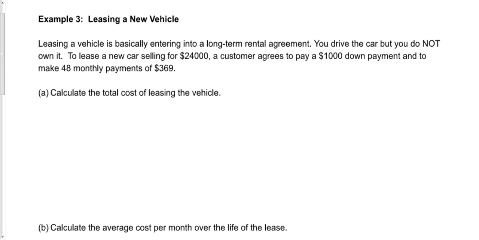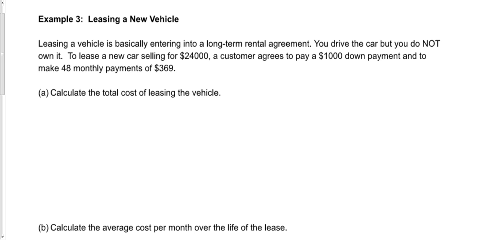So let's say that you want to lease a vehicle. If you were to buy it, the new car would cost you $24,000. And so the consumer agrees that instead of buying the car, what they'll do is lease it. They're going to pay a $1,000 down payment. That means they pay $1,000 up front. They also agree to enter into a long-term contract to rent this car for $369 per month. So calculate the total cost of leasing the vehicle.